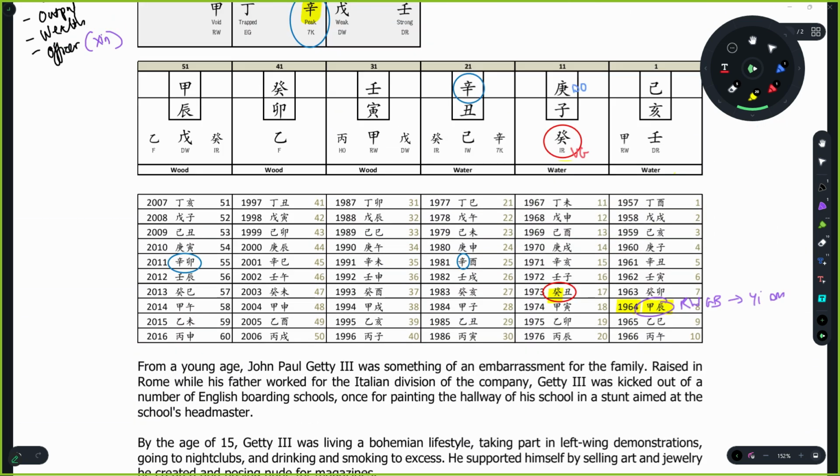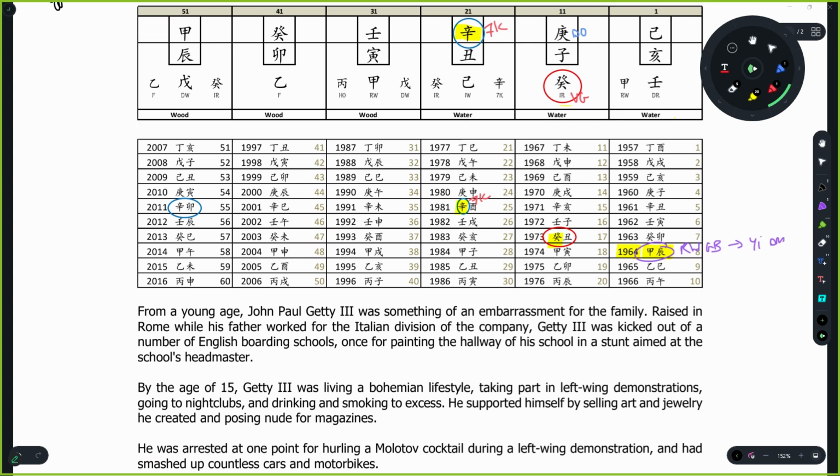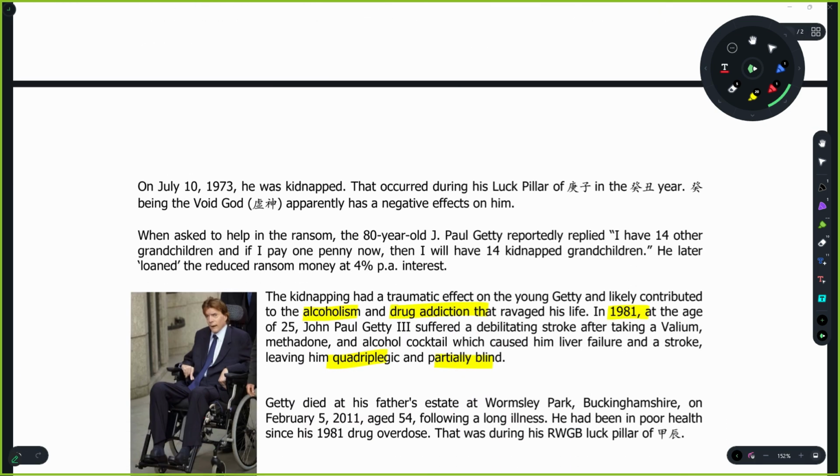1981 was a period of the Sin metal, especially in the Sin year. In the luck pillar for the Sin Chou, and also of course the Sin 7 Killing. So Sin metal represents 7 Killing. And of course, in the year of the 7 Killing, the annual luck pillar, that's where he suffered a particular stroke. And from there, he was pretty much disabled for a very long time.